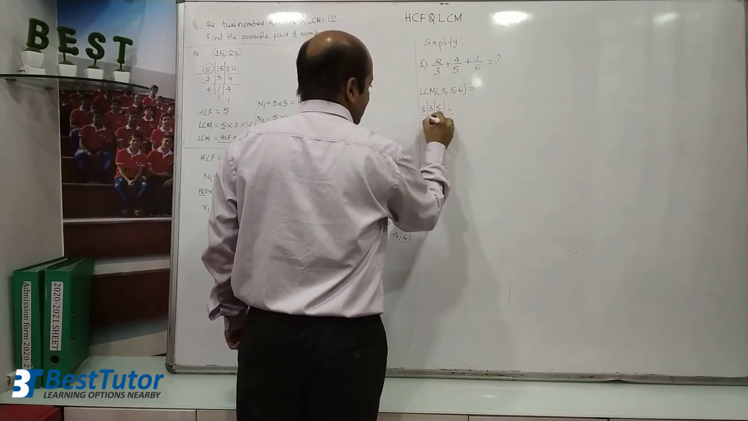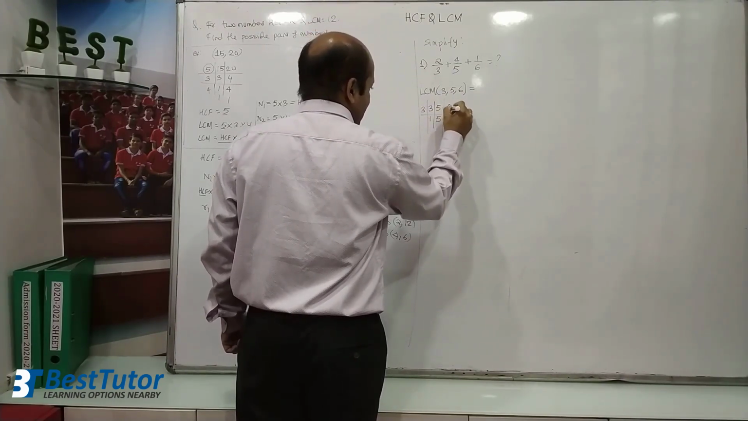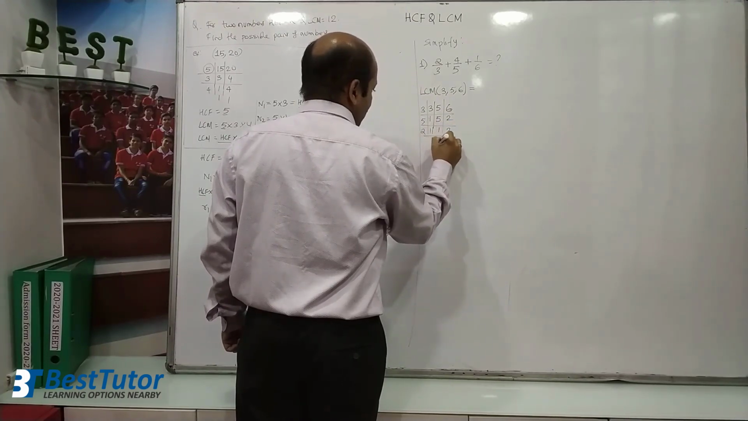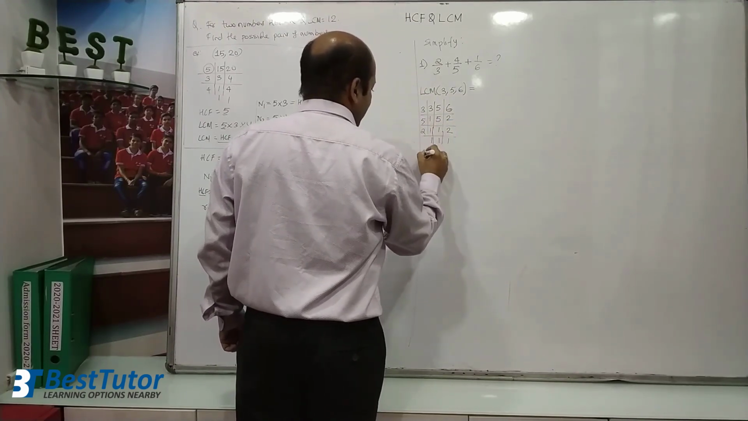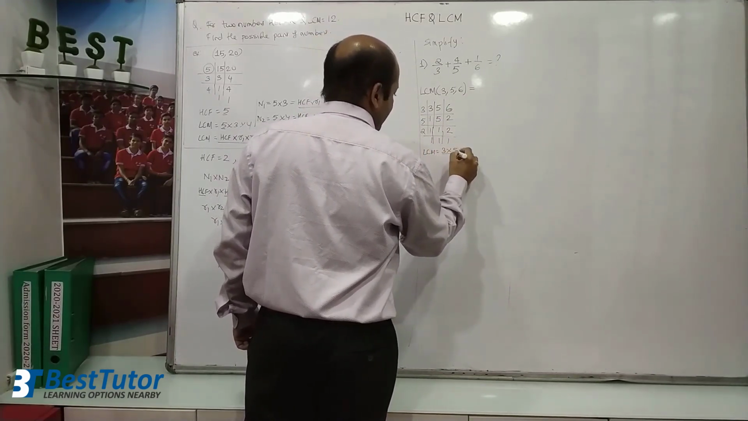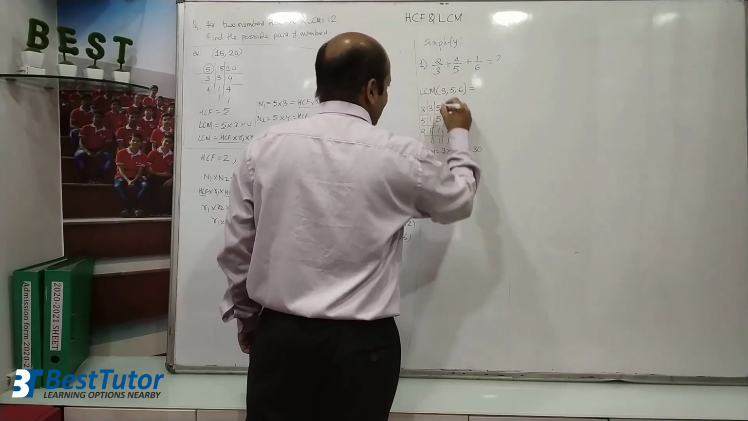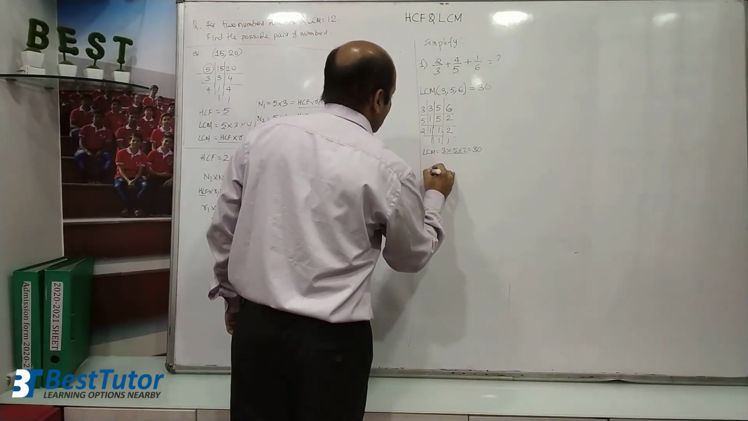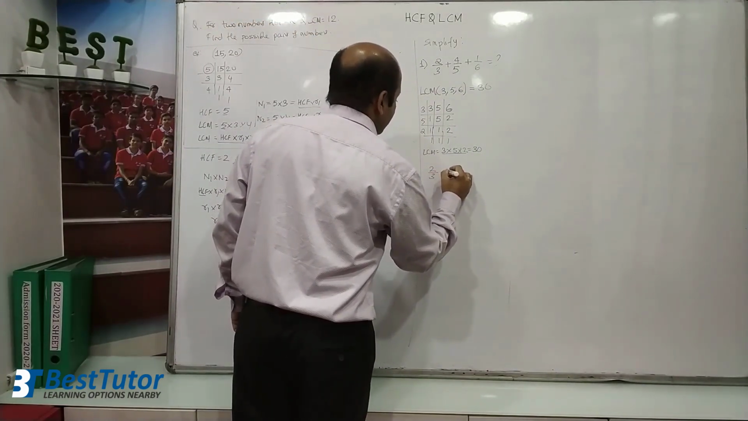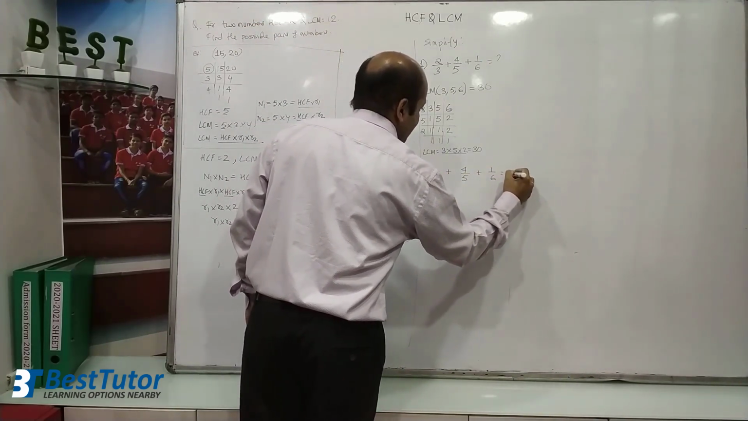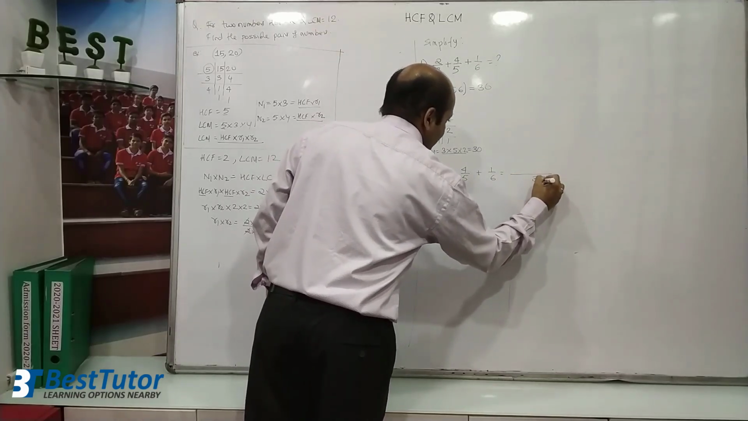Right? Normal way, 3, 5, 6. Divide by 3, 3, 1s are 3, 5 as it is, 6 is by 2s are. Then 5, 1, 1, 2, then 2, 1, 1, 1. Okay? So our LCM is 3 into 5 into 2, that is 15 into 2, that is 30. So we've got LCM as 30. So I have been given the numbers as 2 by 3 plus 4 by 5 plus 1 by 6.